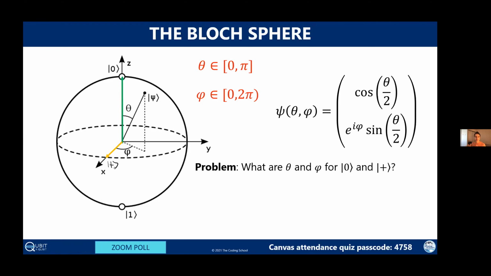I want you to just practice thinking about which angles would lead to these two points. So don't use the formula just yet. Just think about what angles would lead to these two points. I'll throw up a Zoom poll, and I will let everybody give this a shot.